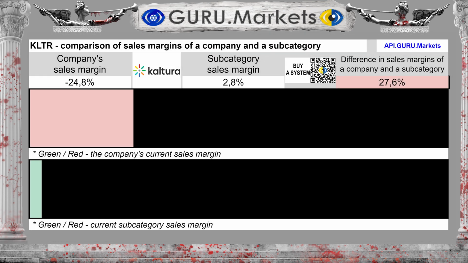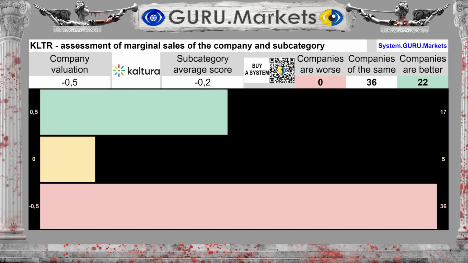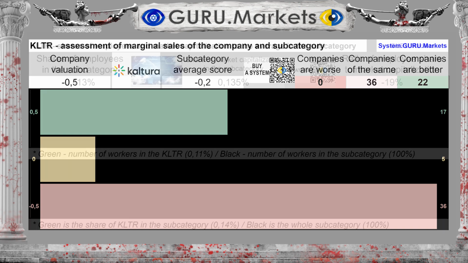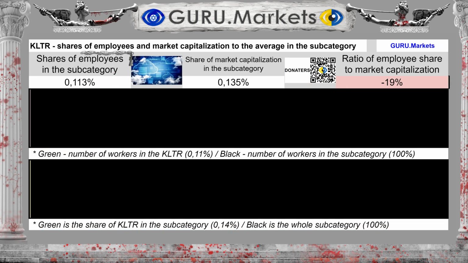The sales margin is -24.8%, with an average in the subcategory of 2.8%. The difference between the subcategory average and the company's performance is 27.7%. Assessment of marginality in comparison with indicators in the subcategory: tolerable, minus 0.5 points. The company's share in terms of the number of employees in the subcategory is 0.113%, which is 19% less than the share of market capitalization. This fact reflects the discrepancy between the current exchange price of Kaltura Inc. rather towards revaluation.